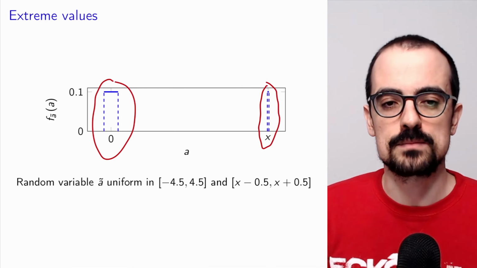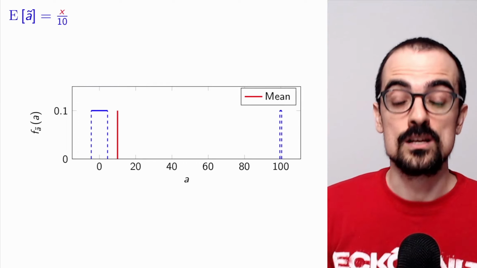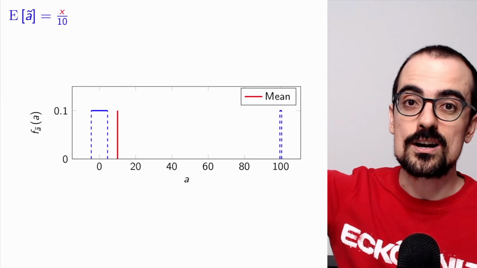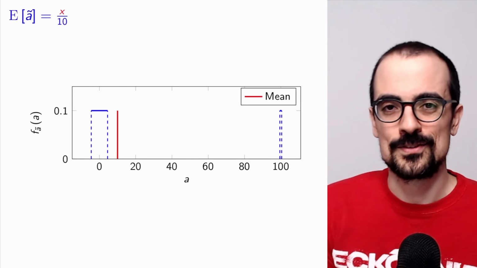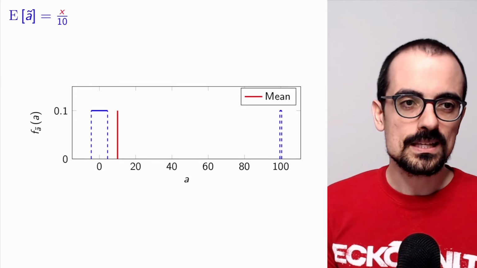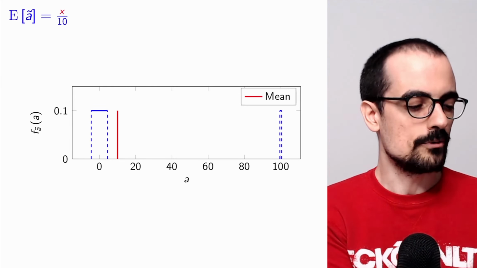So if we look at samples from this distribution, we're going to get most of the samples here, but from time to time, we're going to get a really large sample close to x. If we compute the mean of this random variable, it's dominated by x. It's equal to x over 10. So if x becomes really, really large, the mean is going to be dominated by this 10% of values, and it's not going to really represent the typical values that we see there close to 0.